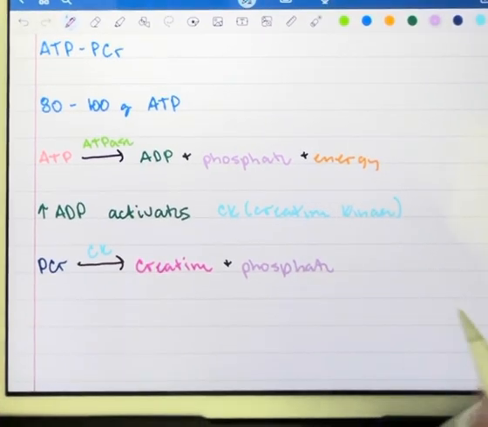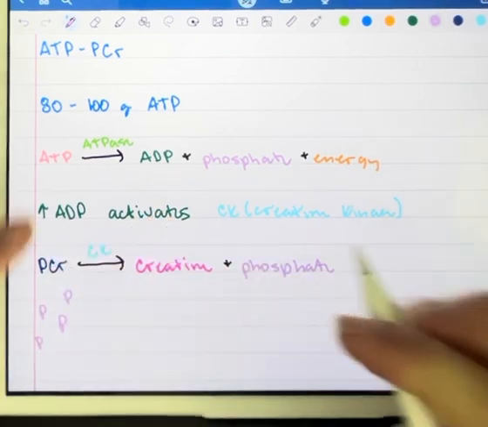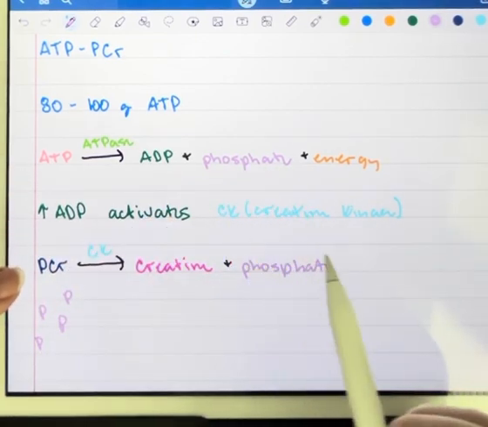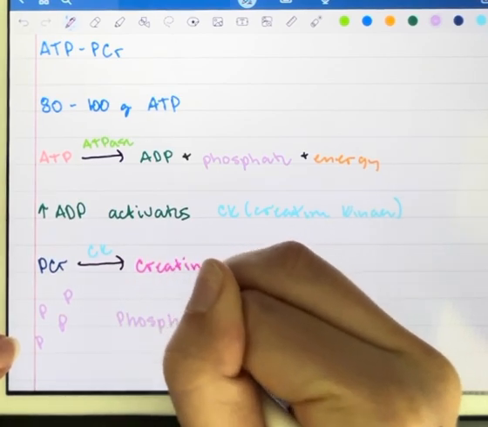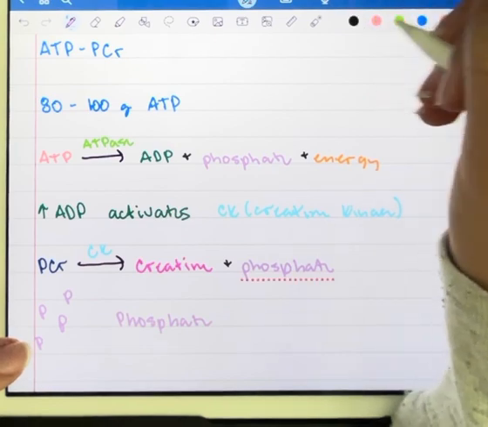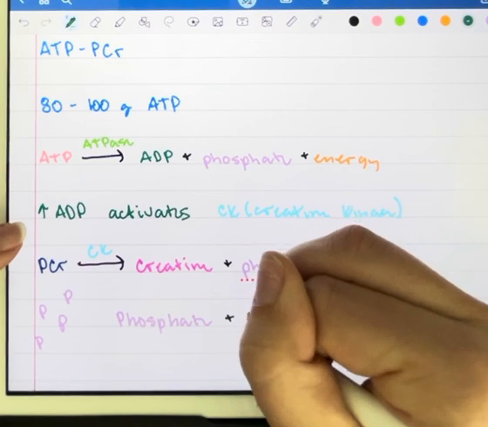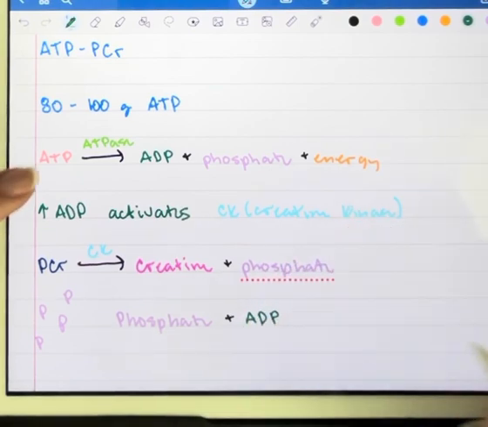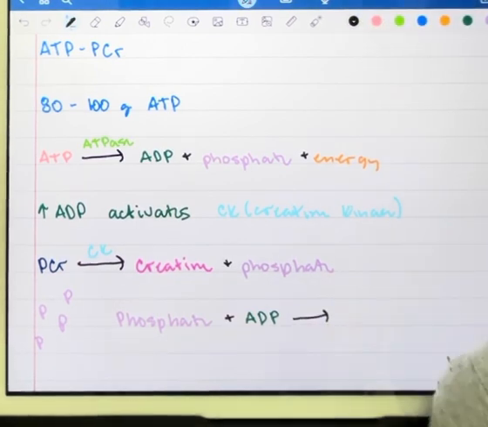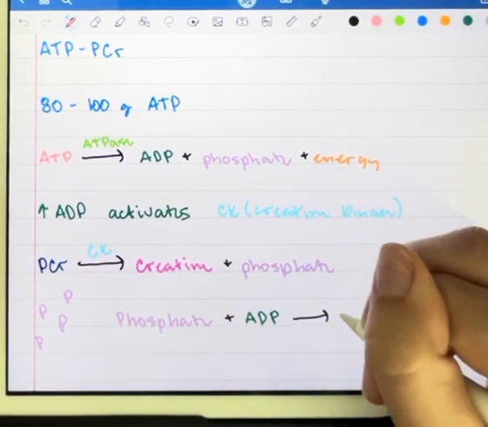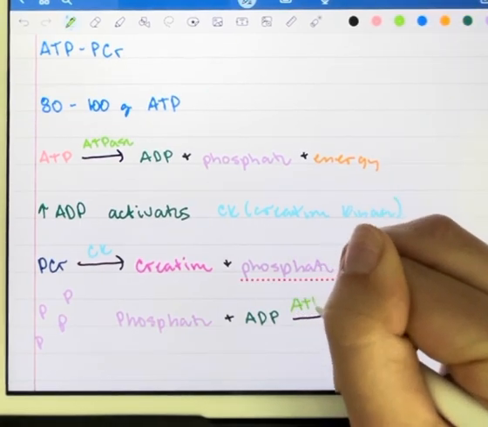Now, with all these free-floating phosphate molecules in our body, because of the breakdown of ATP and the breakdown of PCR, we now take one of those phosphate molecules that are free-floating plus an ADP molecule that was produced from the breakdown of, again, ATP, and we form an ATP molecule through the enzyme of ATP synthase.